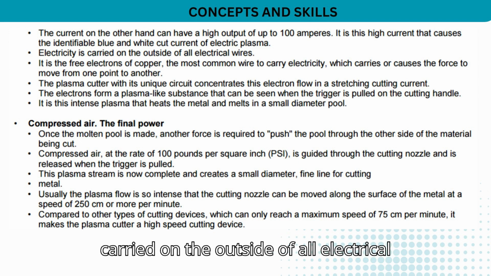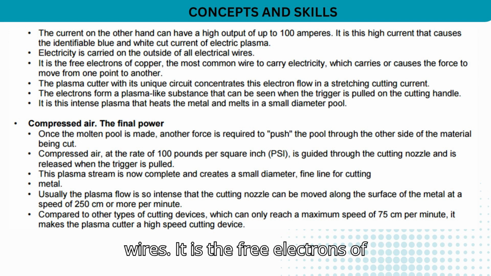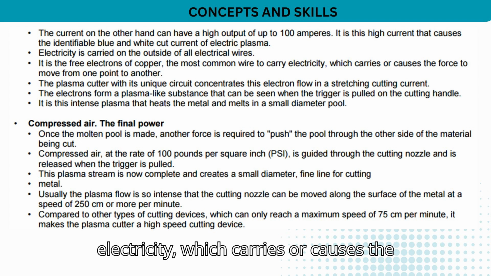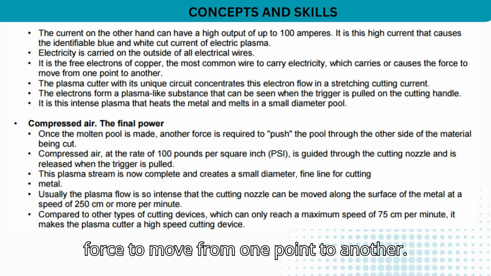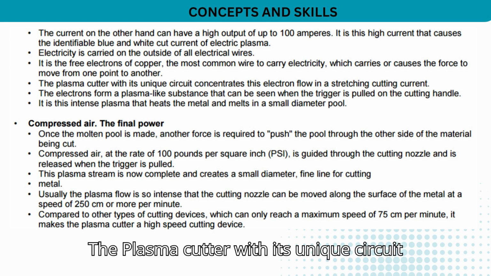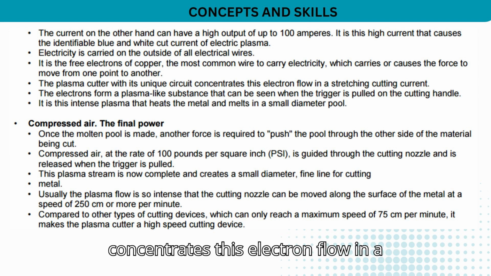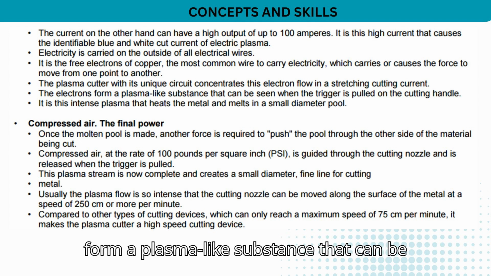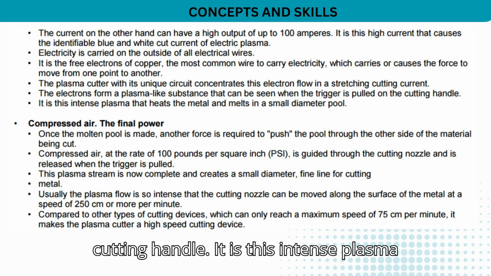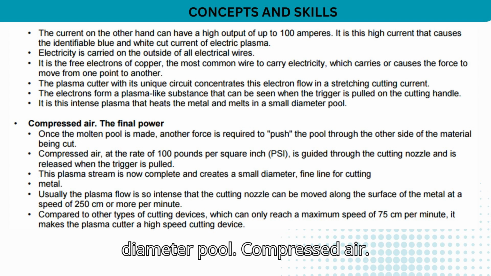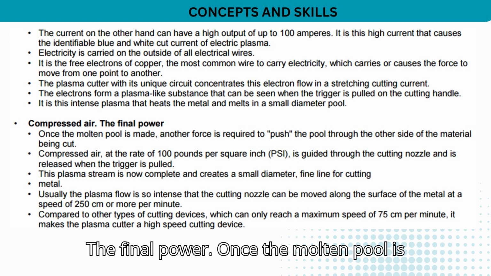Electricity is carried on the outside of all electrical wires. It is the free electrons of copper, the most common wire to carry electricity, which cause the force to move from one point to another. The plasma cutter, with its unique circuit, concentrates this electron flow in a stretching cutting current. The electrons form a plasma-like substance that can be seen when the trigger is pulled on the cutting handle. It is this intense plasma that heats the metal and melts it in a small diameter pool. Compressed air. The final power.